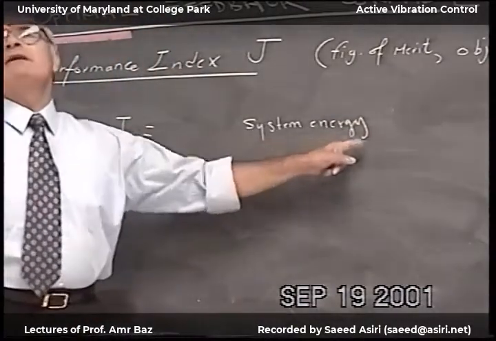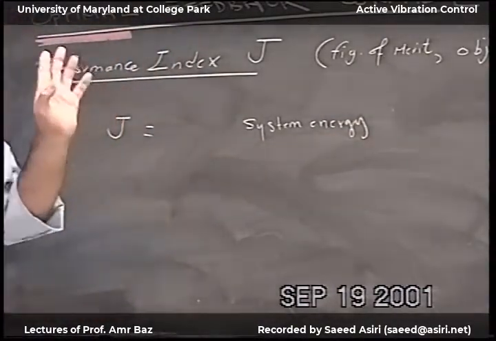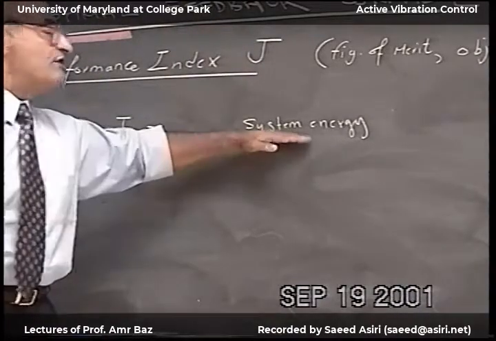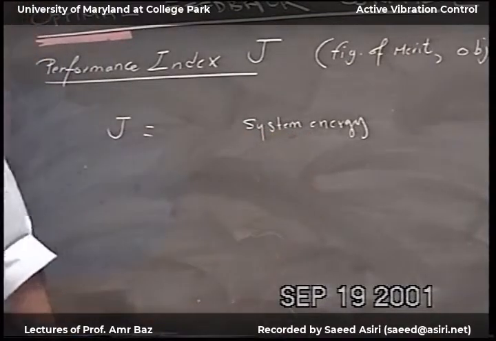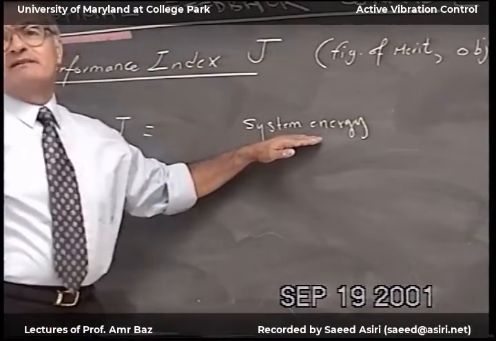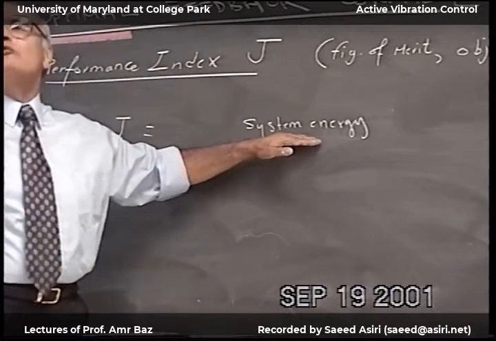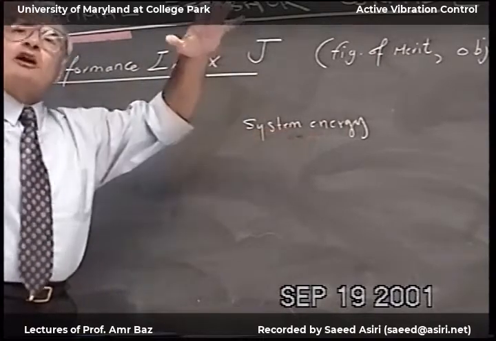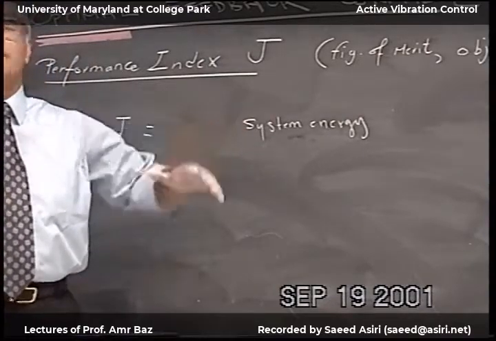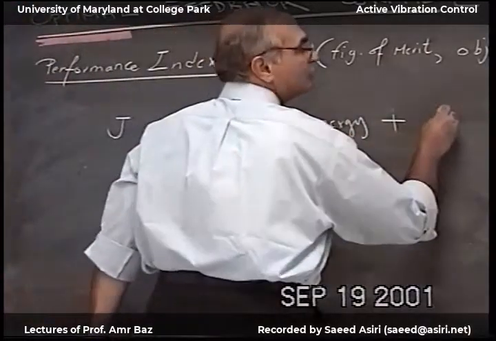But if I leave it system energy alone, it will be a horrible controller. If I want to lower the system energy alone, I can put infinite horsepower to stop any structure from moving. Any structure, I can make it stop immediately if I have infinite horsepower to do it. So this is not the only way. So if I want to measure my controller in a better way, I want to drop the system energy, but at the same time, I don't want to pay too much to do the controller. So now, I'm going to add to it the control energy.